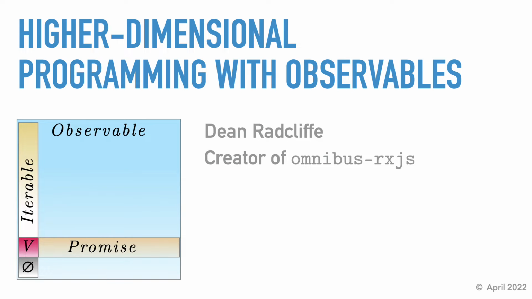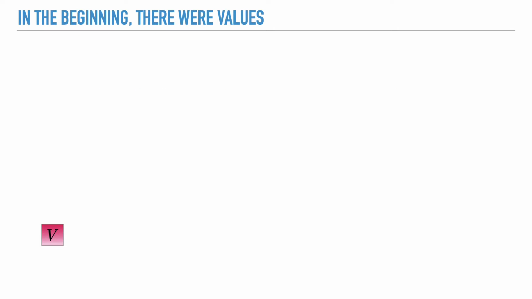Web development does not need to be nearly as complex as it is. By the end of this video, you'll understand how programming with observables is like working on a higher dimension than with promises. You'll understand why they solve more complex problems with fewer errors and less code than anything else available in JavaScript today. To understand, let's start at the beginning.